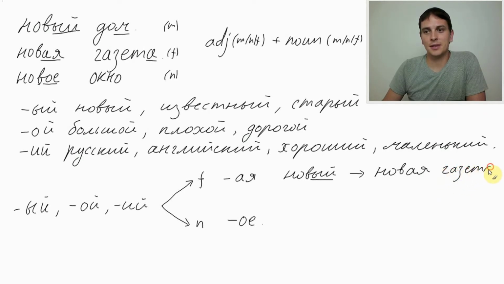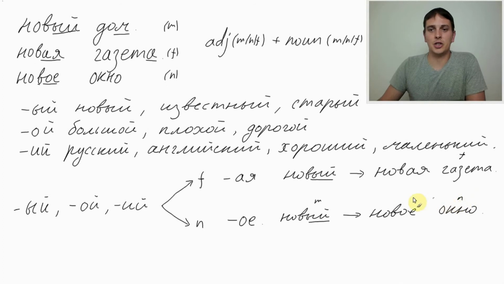Газета. Новая газета. New newspaper. Here we got again новый. Новый is the male ending for adjective, and we're replacing the last two letters ый with ое. Новое. And the example was окно. Окно. Now we got feminine noun and neutral noun, and adjusting the adjective according to the noun.